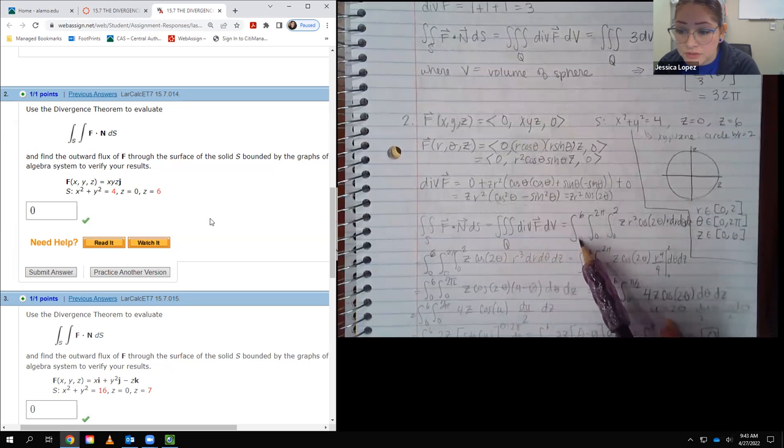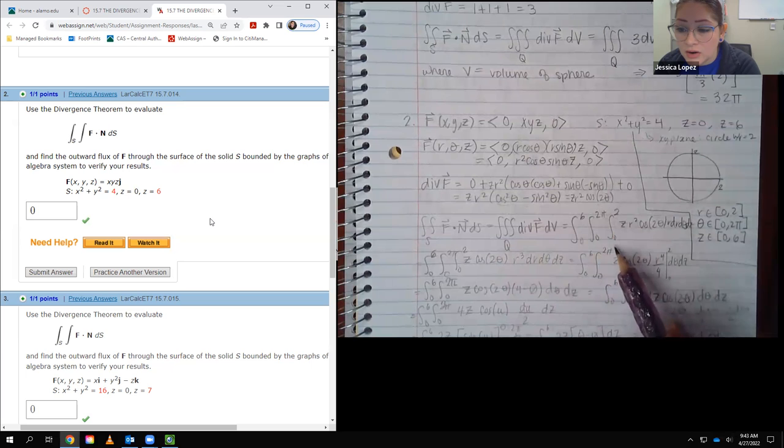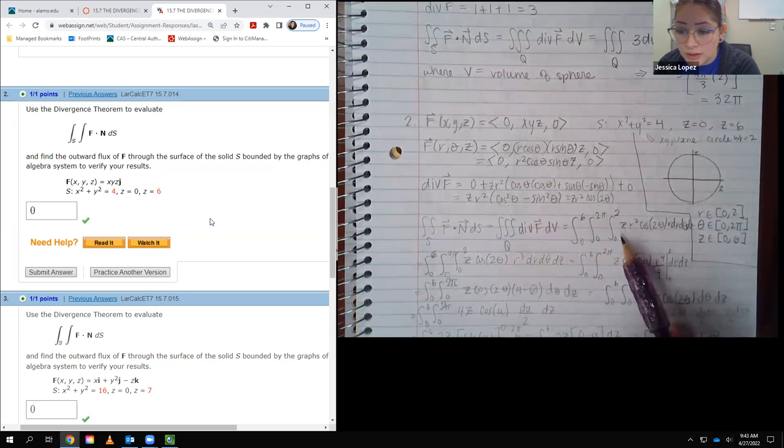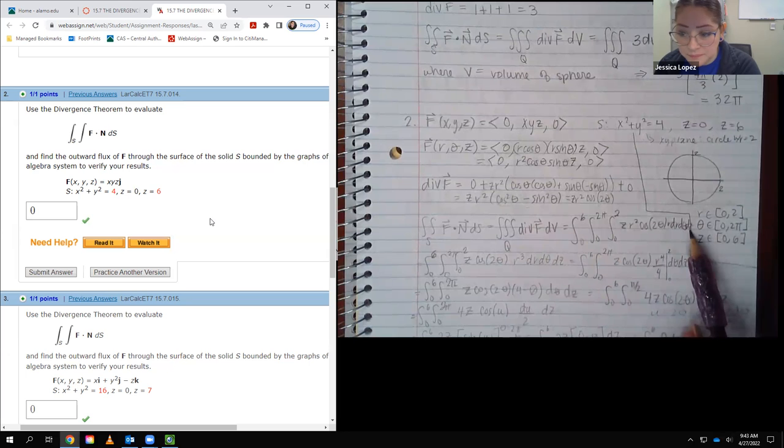So z goes from 0 to 6, theta goes from 0 to 2 pi, and r goes from 0 to 2. And there's my divergence of f. And then remember the Jacobian for switching from the xy plane into polar coordinates. So you have r dr d theta, and then finally dz.